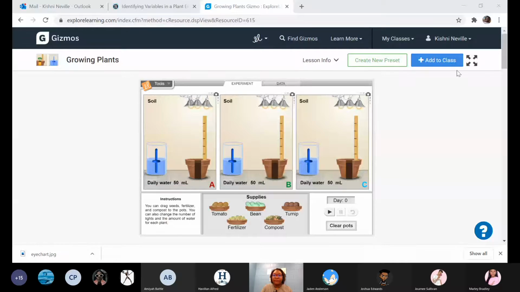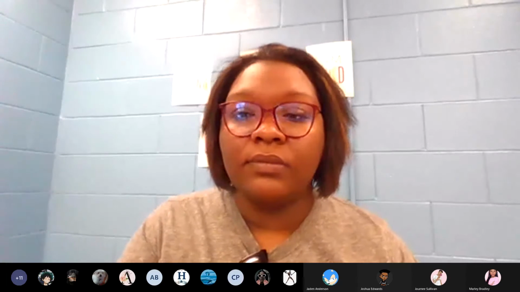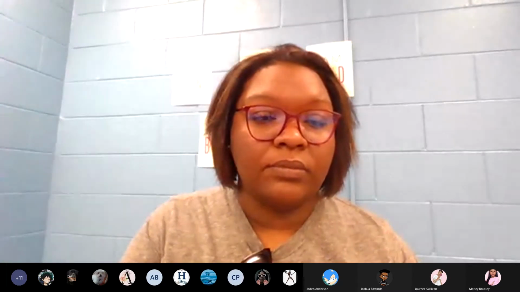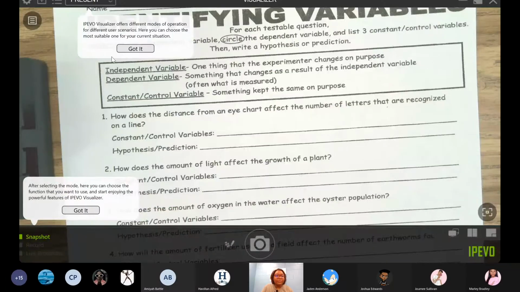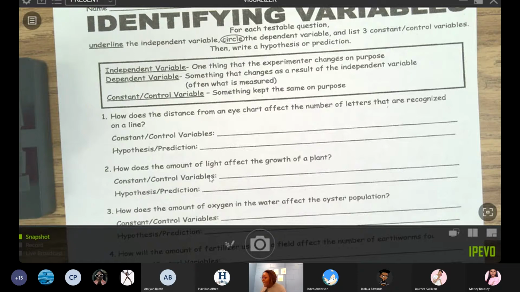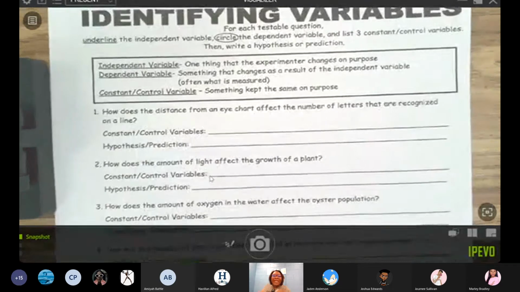And what we're going to be looking at today is how we can identify a variable from a testable question.